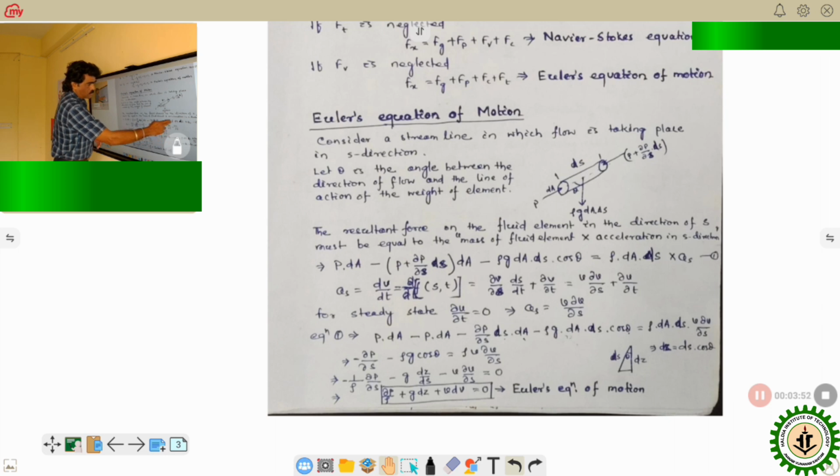That mass is nothing but rho into volume, that is dA and ds, and as usual the acceleration is velocity over time, and velocity is a function of space and time. So in differential form we can write the acceleration as dou v by dou s into ds by dt plus dou v by dt into dt by dt. dt by dt is 1, and assuming steady state we can make the dv by dt term 0. That is the second assumption. So finally, dou v by dou s times ds by dt, where ds by dt is nothing but the velocity.